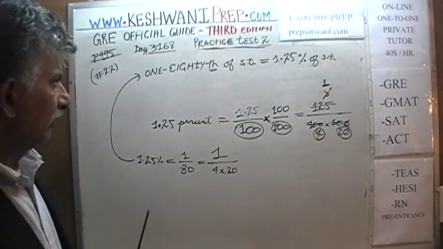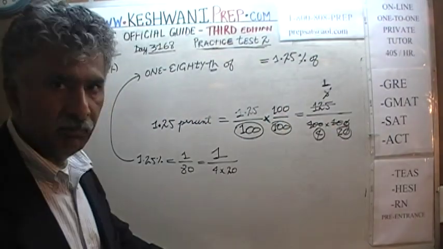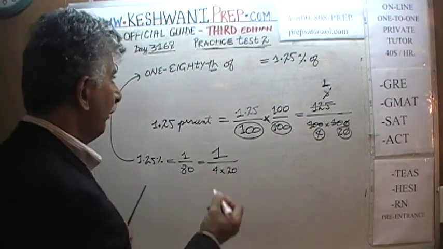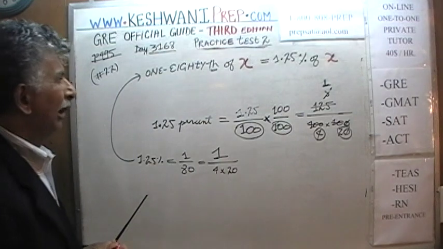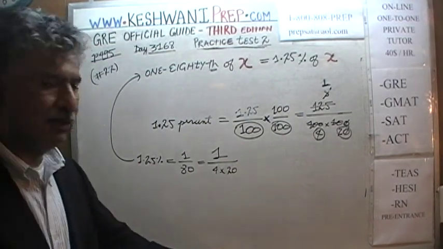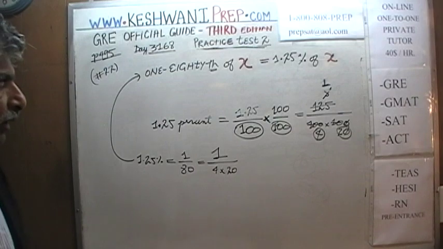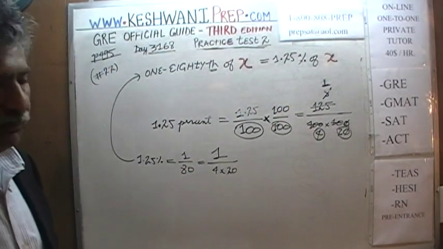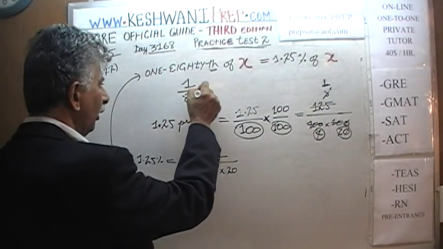Do you understand? Instead of saying something, let's give this quantity a name. What should we call it? I feel very creative today. I'm going to call it X. 1/80th of X is 1.25% of X. So what is our answer? The question was, what is 1.25% of X? The answer is 1/80th of X.